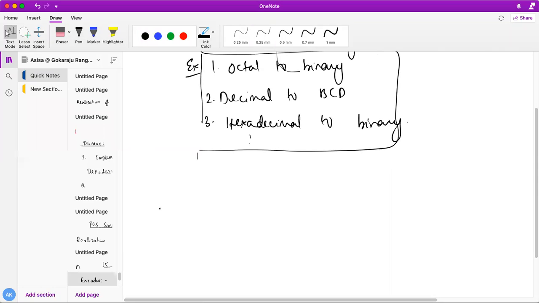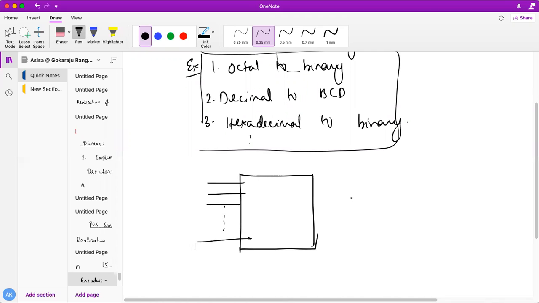First of all I will tell you how the encoder symbol will be. It has many inputs, obviously, and it has many outputs. Mainly an encoder converts 2 to the power n inputs to n outputs, so it is called a 2 to the power n to n encoder. This is the basic symbol, nothing else.